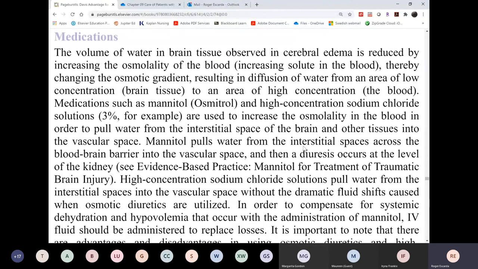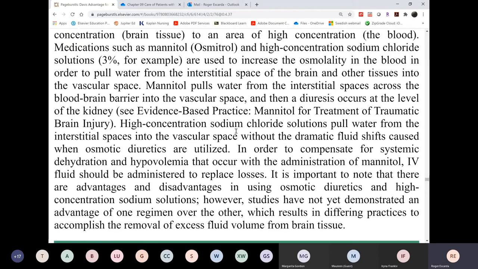Medications. Our most commonly used in stroke or any brain trauma patient is Osmitrol. So that's mannitol. We give this a lot. You guys are lucky here because you grew up with IV pumps. I had to give this thing manually, which, I don't ever want to do that again.